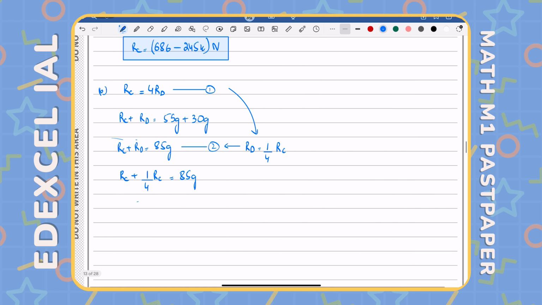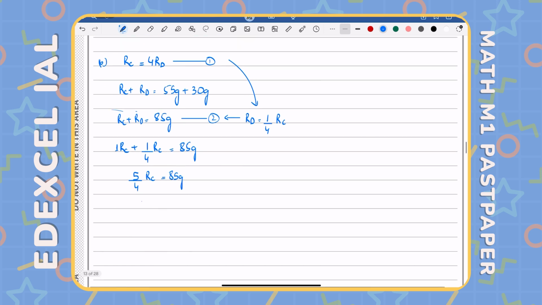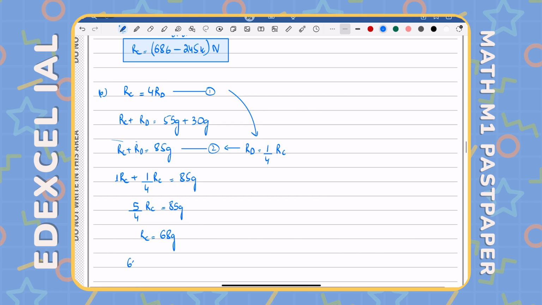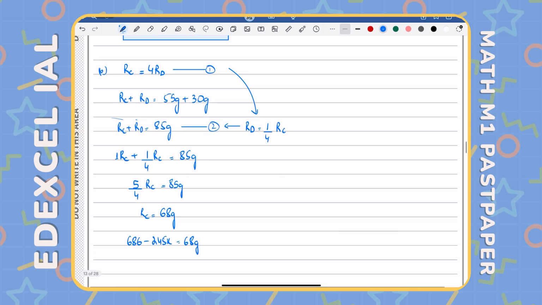RC plus 1/4 of RC would be equal to 5 upon 4 RC. Okay, you can use your calculator. Just do 1 plus 1 upon 4 is equal to 85G. Okay, let's make RC the subject. RC would be equal to 85 times 4 divided by 5. That's equal to 68G. Okay, so this is what RC is equal to. And what is RC equal to? RC is equal to 686 minus 245x, which we now know is equal to 68G.